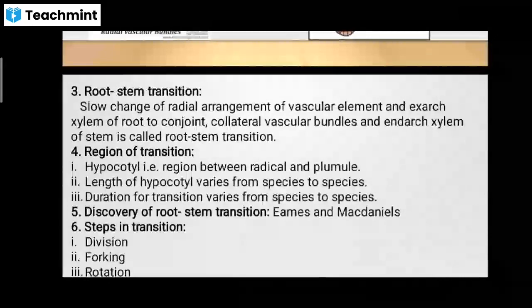So here, first, in which region does this root and stem transition take place? Mostly in the hypocotyl region. The hypocotyl region is the region between the radicle and plumule.